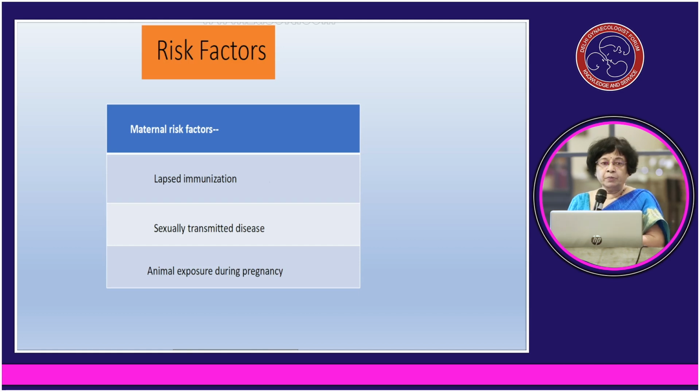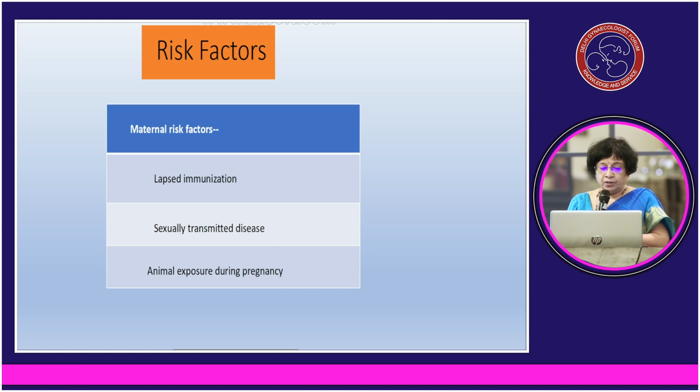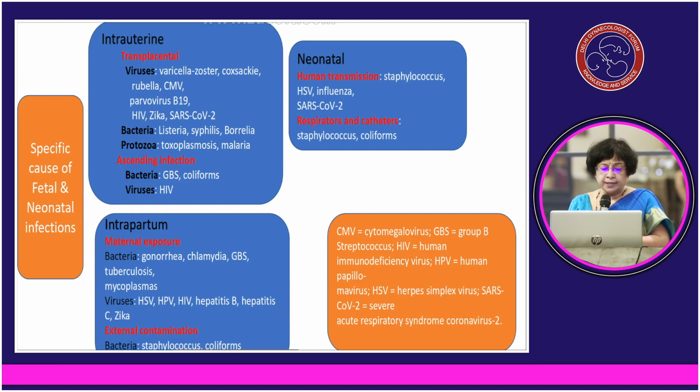So the risk factors would be bacterial also. Any cause of congenital infections, right? So maternal risk factors which predispose her are lapsed immunization, sexually transmitted diseases, animal exposure during pregnancy. So the transmission could be at the time of intrauterine, intrapartum, or neonatal, and these are the various descriptions. Viruses are varicella zoster, coxsackie, rubella, CMV, parvo. So all those which we are not talking about are others then.